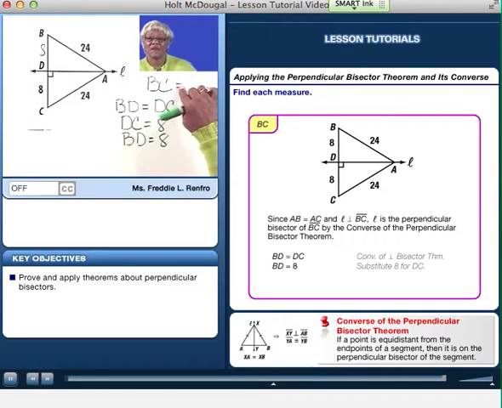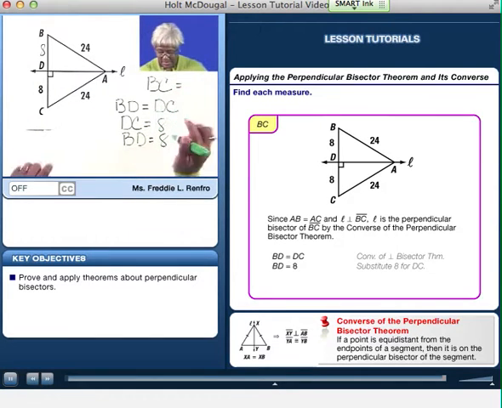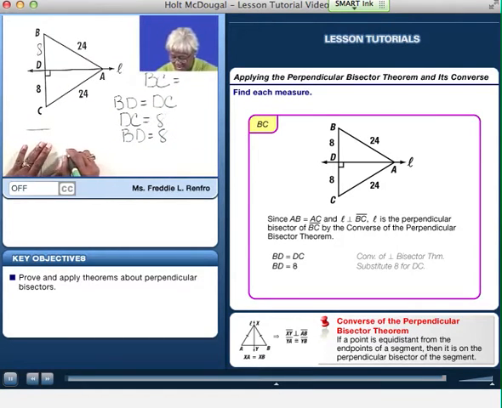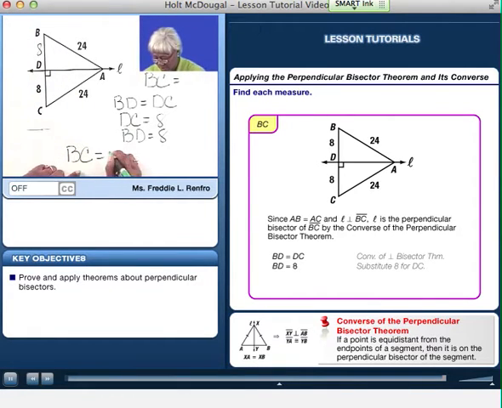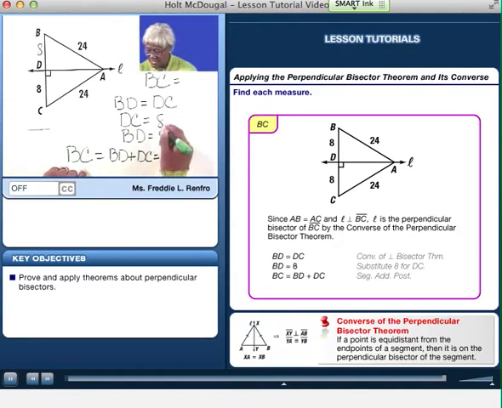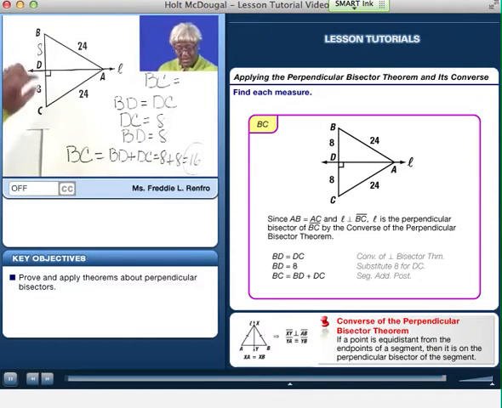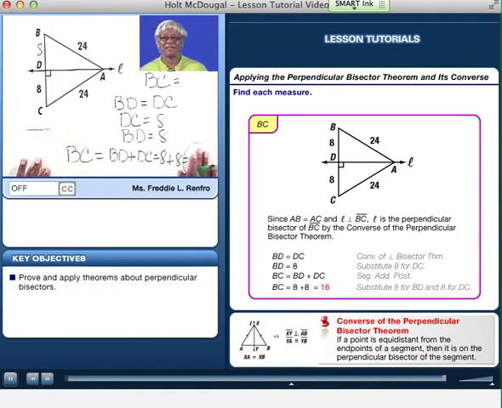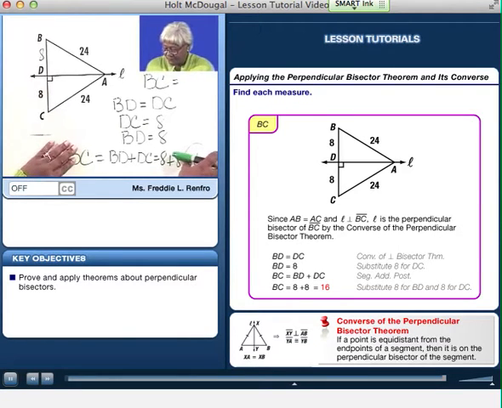But what were we asked to find? BC. But I can see that BC is equal to BD plus DC, and that's equal to, substituting, BD is 8, DC is 8. We find that BC is equal to 16. Okay? Let's look at another problem.